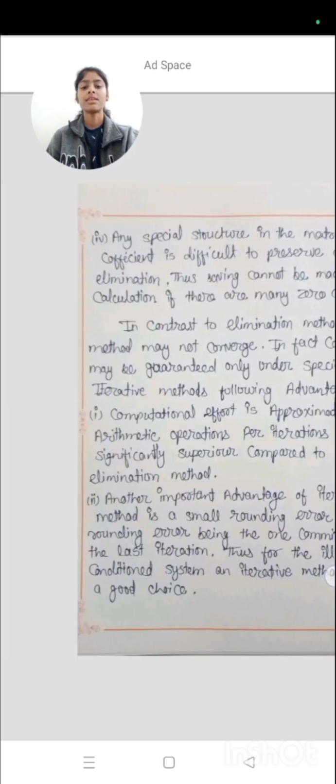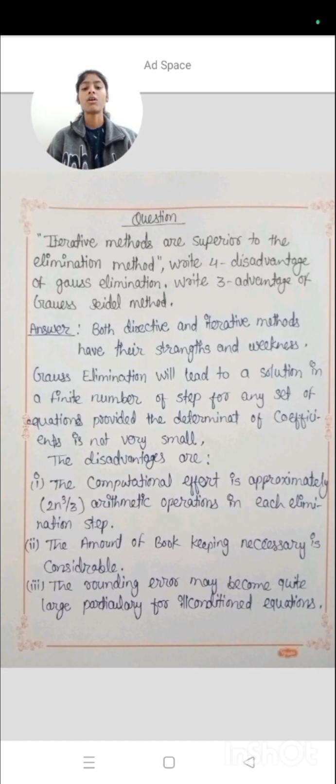So here we can see the 4 disadvantages of Gauss elimination method and 3 advantages of Gauss-Seidel method.